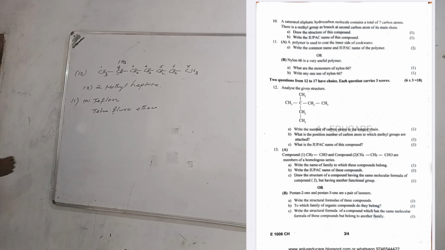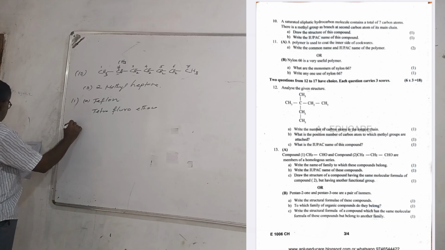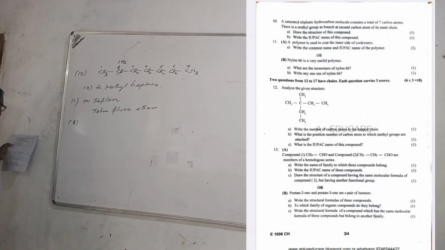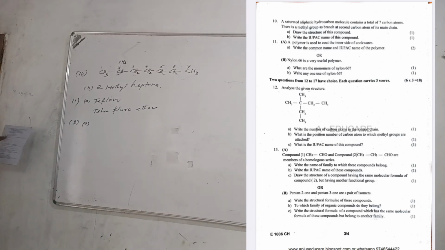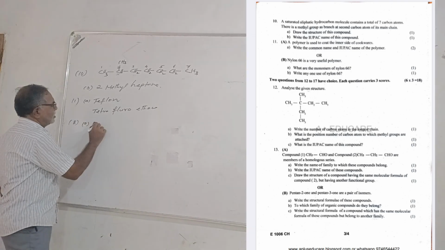Question B. Nylon 66 is a very useful polymer. What are the monomers of nylon 66? So the answer: the monomers used to prepare nylon 66 are adipic acid and hexamethyl diamine.